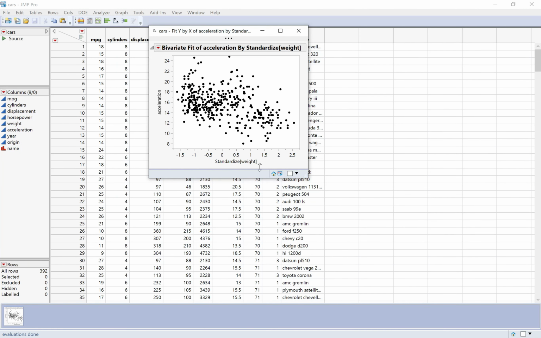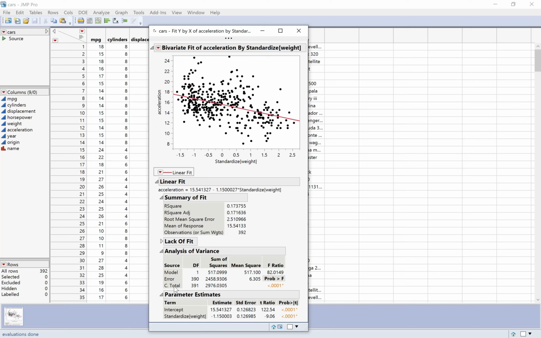And I notice that the axis has changed. I've got standardized weight here on the x-axis, and I've got positive and negative values. And then I'll just fit the line as usual. And we'll be interpreting the values in this parameter estimates table.